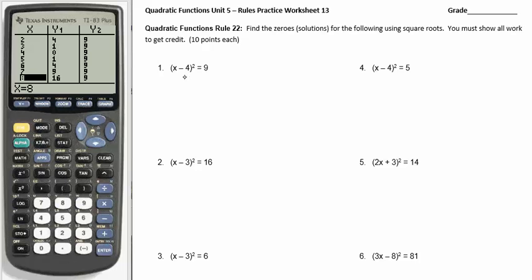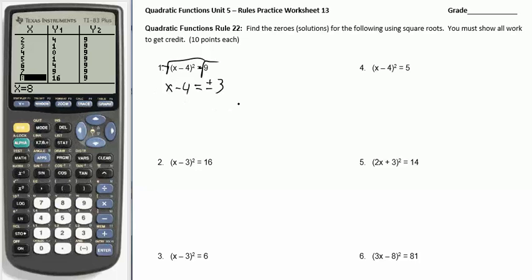All right, so what we're going to do is we just have to take a look. What do I have to do to get this by itself? First thing I got to do is get rid of these parentheses and get rid of that square. So I'm going to take the square root of both sides. On this side, that's just going to give me the x minus 4 left. But on this side, it's going to give me plus and minus 3. 3 times 3 is 9. Negative 3 times negative 3 is 9.